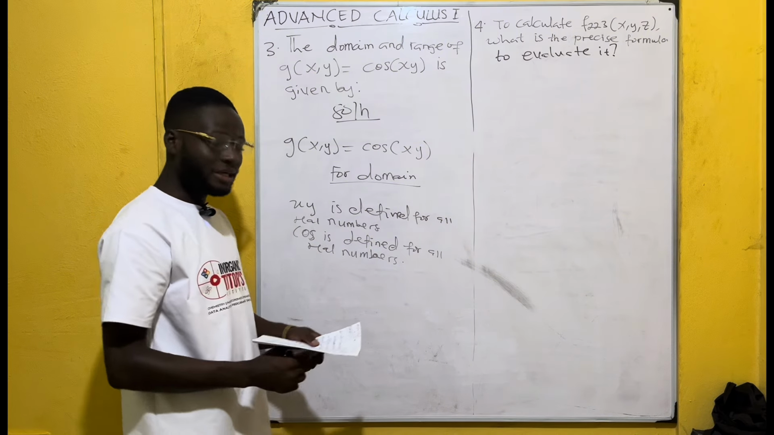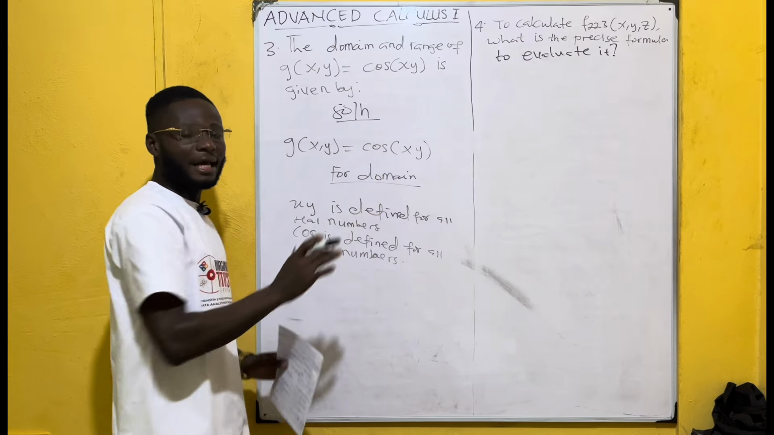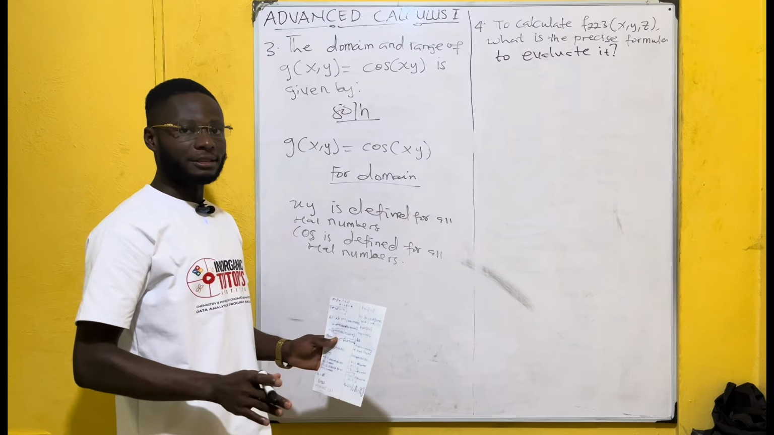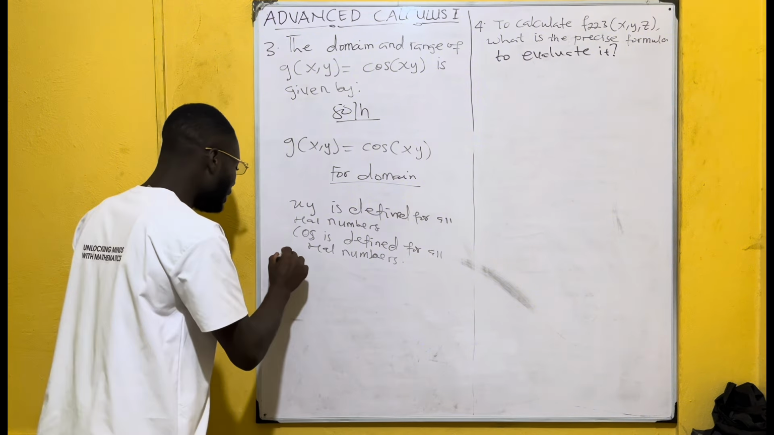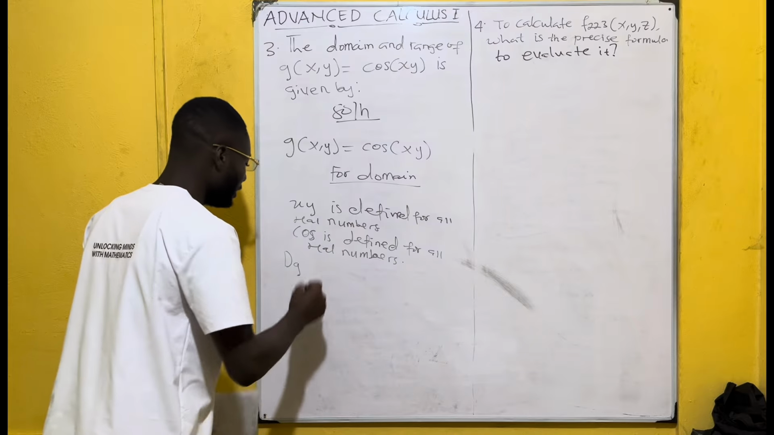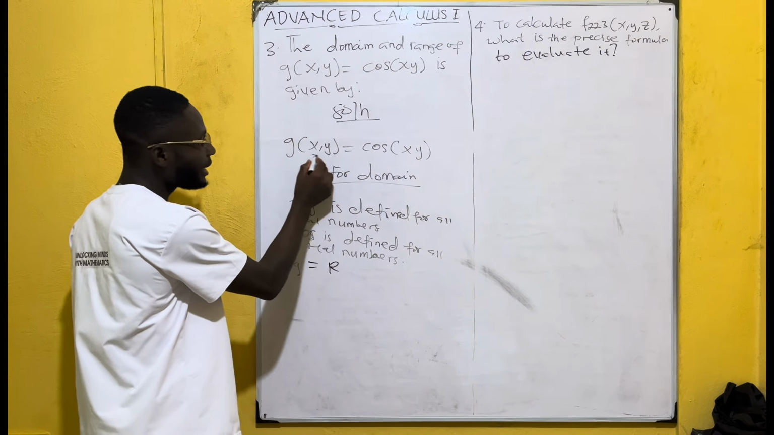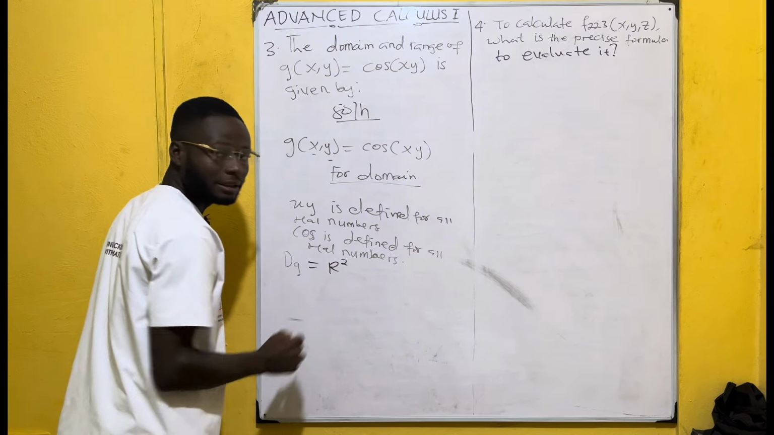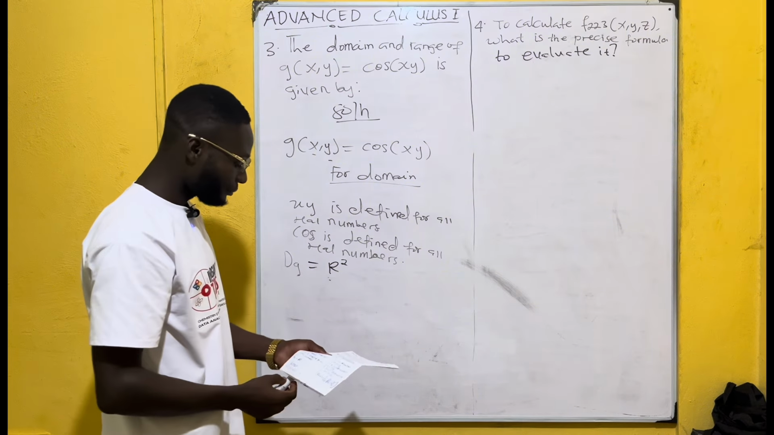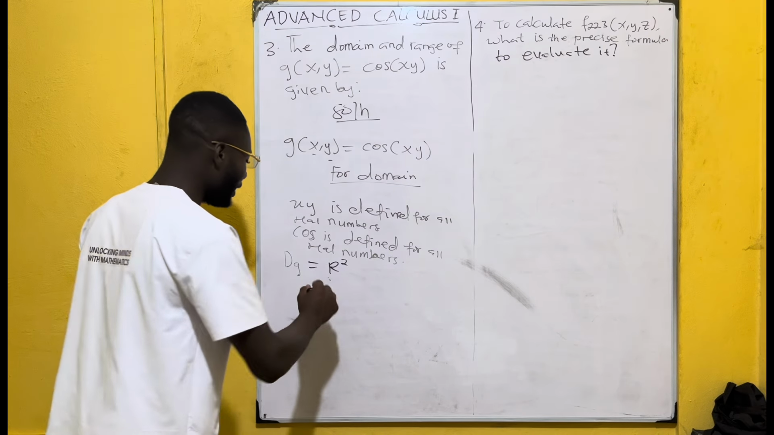So basically, we can say that the domain of this particular function belongs to all real numbers. So the domain of g is equal to all real numbers. We are dealing with x and y, so it's going to be R squared. So all real numbers that belong to x and y. I believe you are good with it. Now let's look at the range.